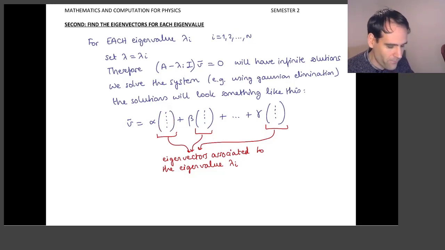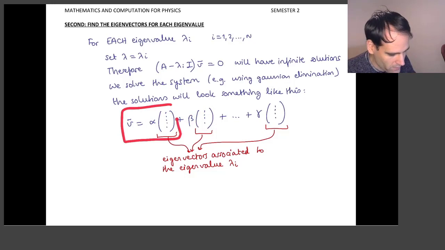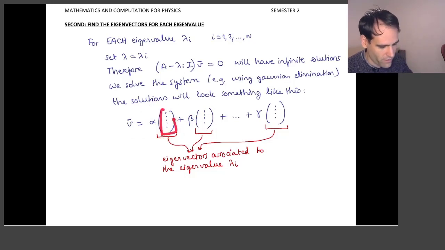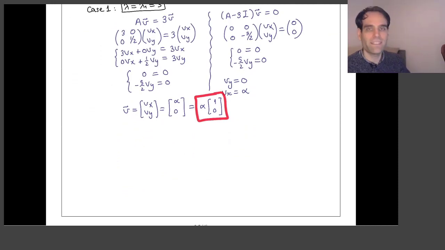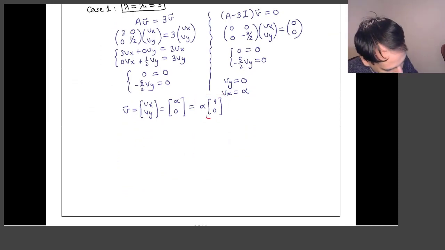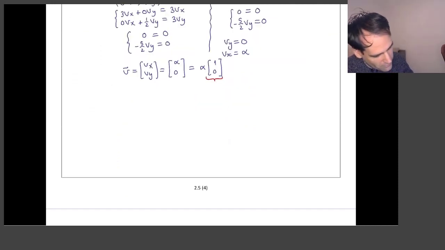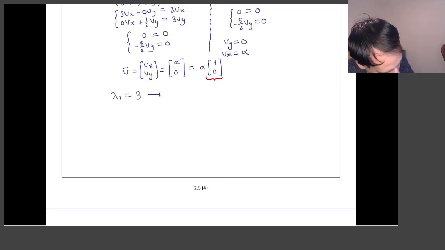If we had found 2 degrees of freedom, then we would have 2 vectors, and those 2 would be eigenvectors. But in this specific case, we have the solution in this form, so this is our eigenvector. Indeed, we have the solution as alpha times a vector, so this is our eigenvector. In summary, for the eigenvalue equal to 3, the associated eigenvector is (1, 0).